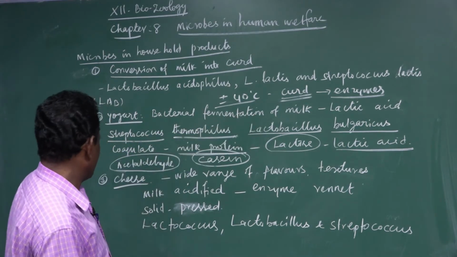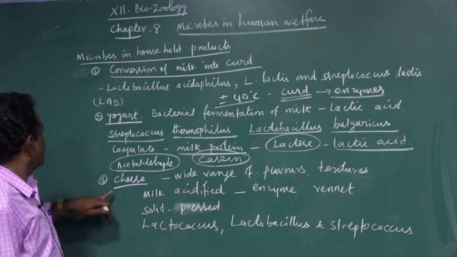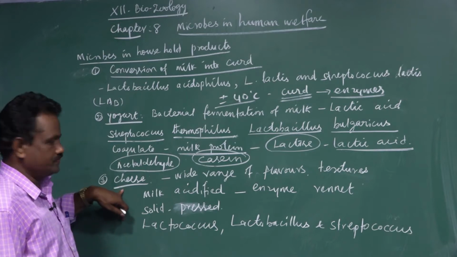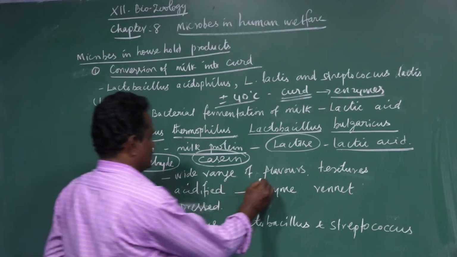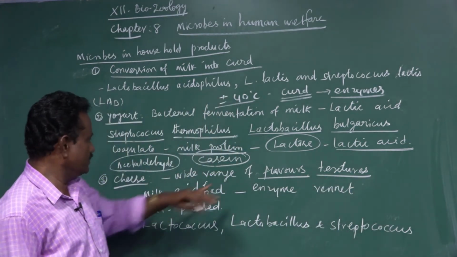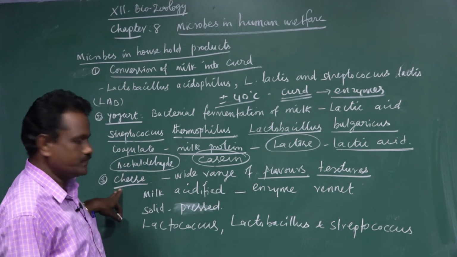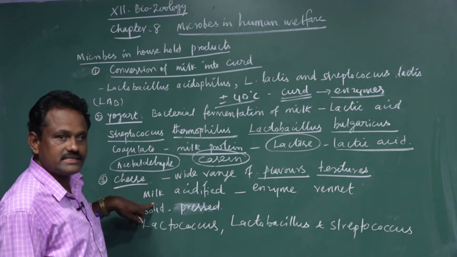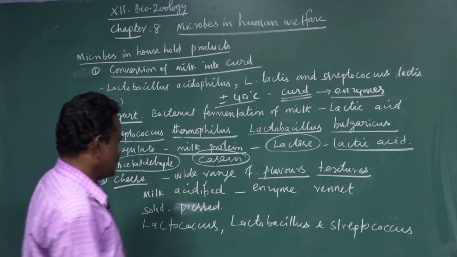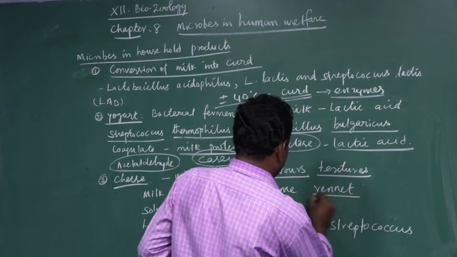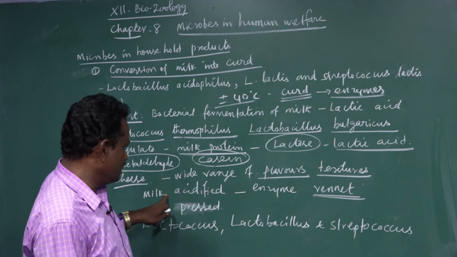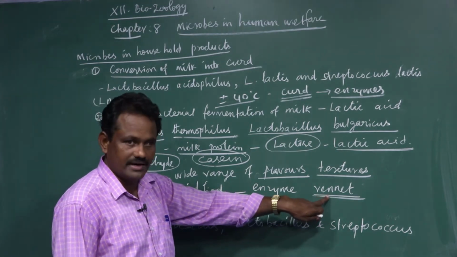the yogurt. And the third household product that we are using is cheese. Actually, it is available in our place in different flavors and also different textures. So how is the cheese produced? Here, first the milk is acidified, the acidity is increased. For that process, an enzyme called rennet is added.